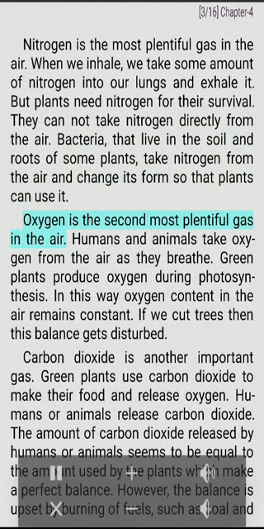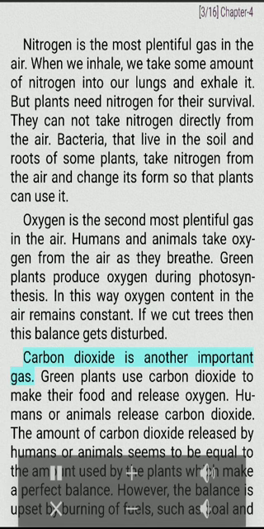Oxygen is the second most plentiful gas in the air. Humans and animals take oxygen from the air as they breathe. Green plants produce oxygen during photosynthesis. In this way, oxygen content in the air remains constant. If we cut trees, then this balance gets disturbed.